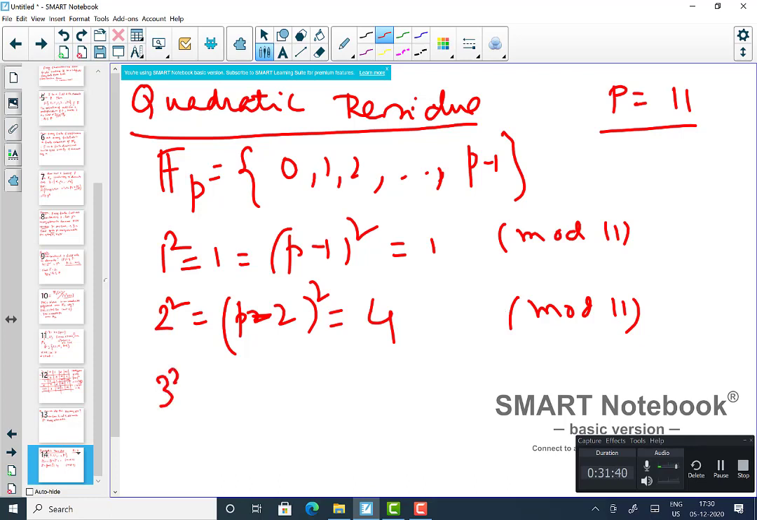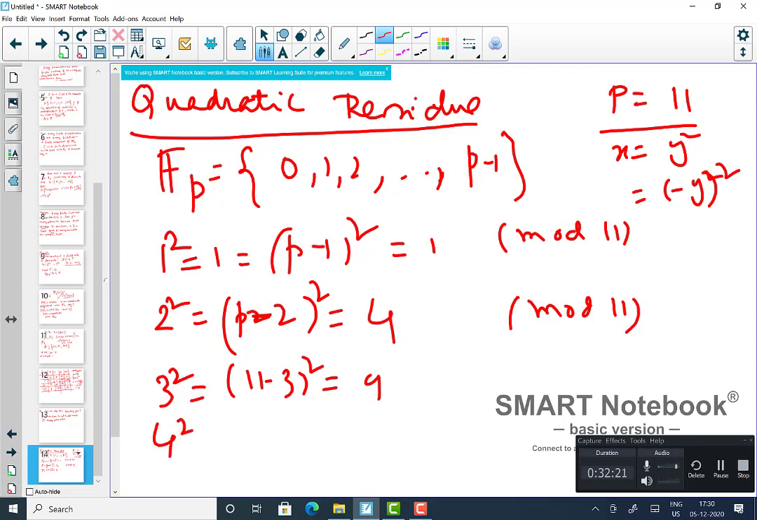Now 3 square, you check what is 3 square. It's also (11 minus 3) whole square, right? p equal to 11 I chose. So why is this happening? Because if you can write x equal to y square, then you can also write x equal to (minus y) square. So that's why I'm taking 3 and p minus 3 also. Minus y means p minus y. So 3 square is 9, and 8 square is also 9, because 55 plus 9 equals 64. Now what is 4 square? 4 square is nothing but (11 minus 4) whole square, and 4 into 4 is 16, which modulo 11 is 5.